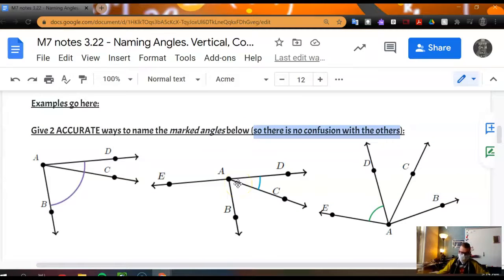You can't just say angle A. There's way too many angle A's. Anyone? I'm giving you more time, I promise. But does anyone want to show without speaking? Anyone want to show what the first angle is? Do you know what I mean, Natalie? Do you know what I'm asking for? No, without speaking. How could we show what the angle is without speaking?